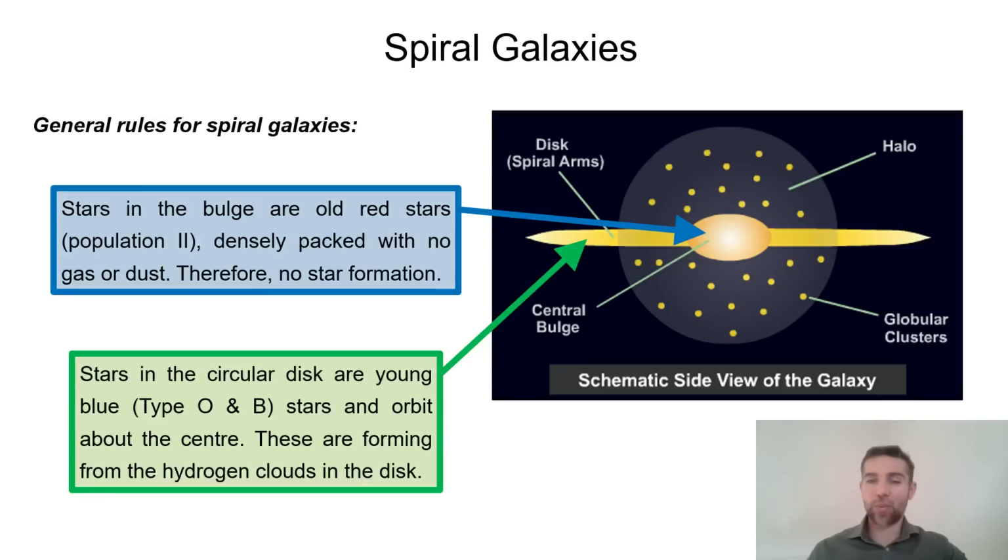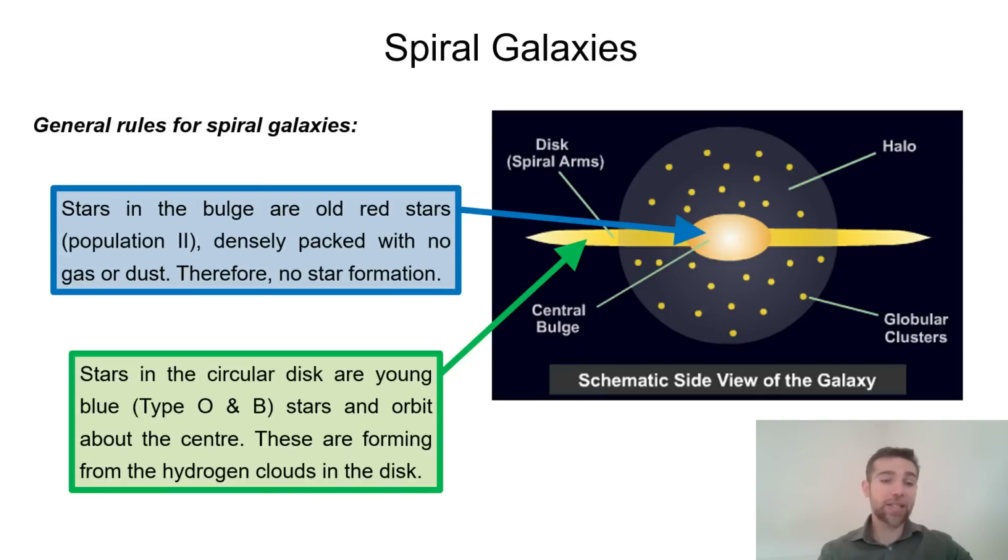If you have a bar, they typically draw in gas. But anyway, that's a topic for other lectures. Generally, there's no star formation occurring in here, but then we have this disk, denoted by the green arrow here. This is where you're going to get your younger stars. So the star formation mostly occurs in this disk component.